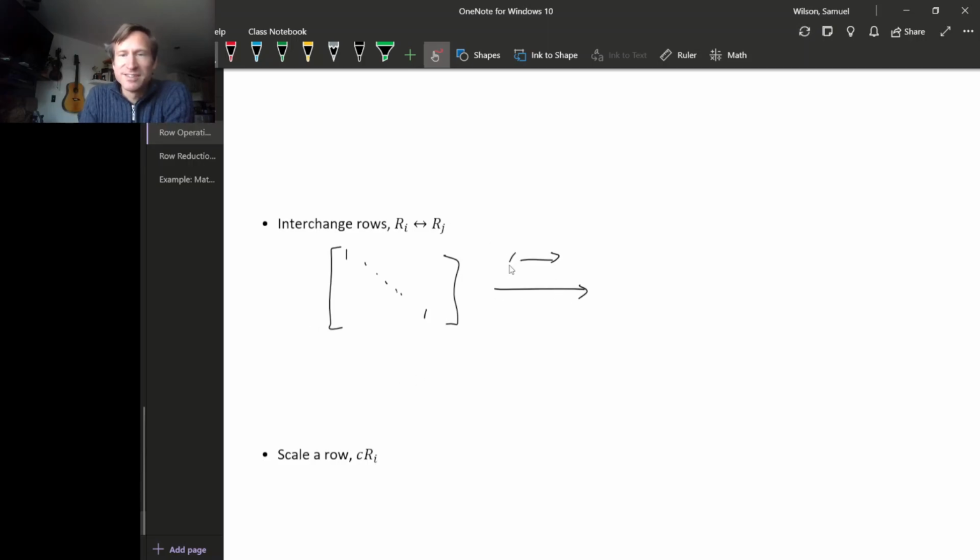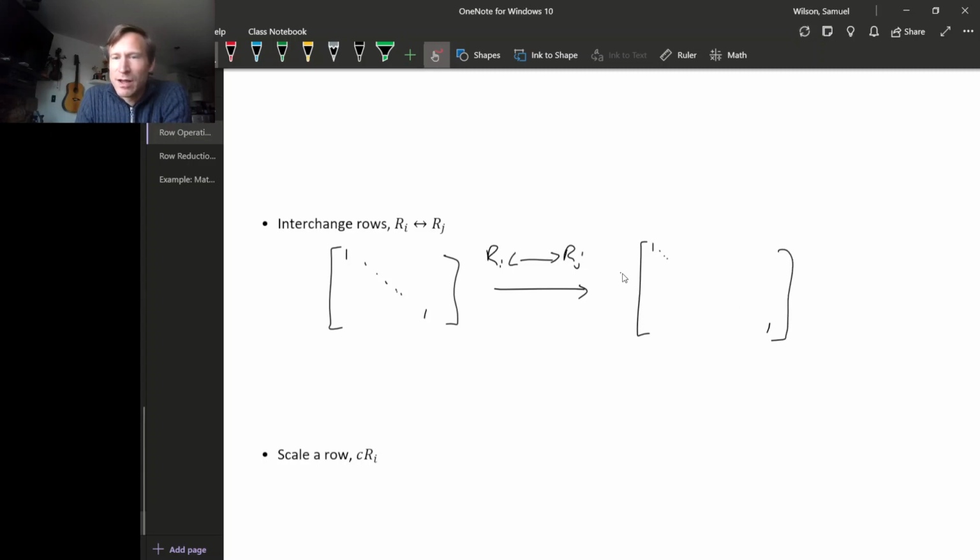let's just interchange row i and row j. That gives us something that looks a lot like the identity matrix. It will have ones down most of the diagonal, but if we switch row i and row j, it's mostly ones down the diagonal.